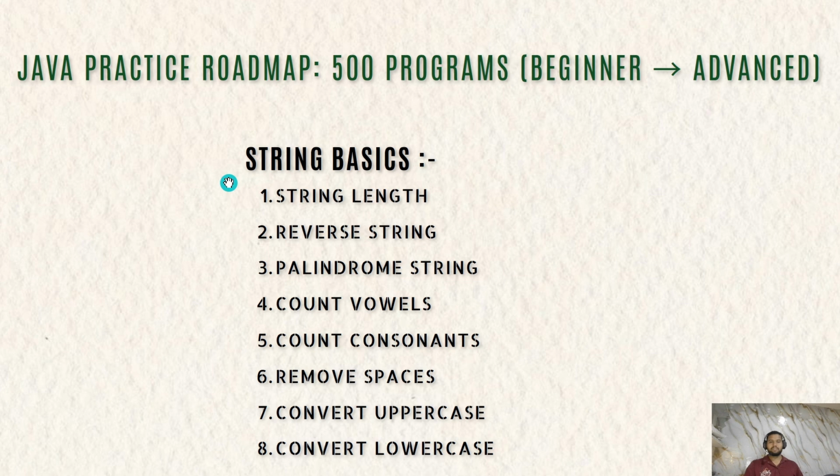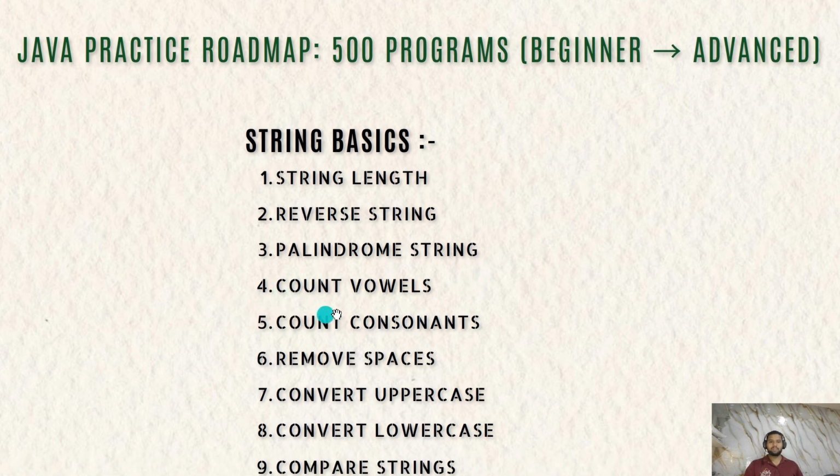So, this is our question problem: count vowels from this string basics series. So, count vowels. How to count vowels? Let's see in VS Code.